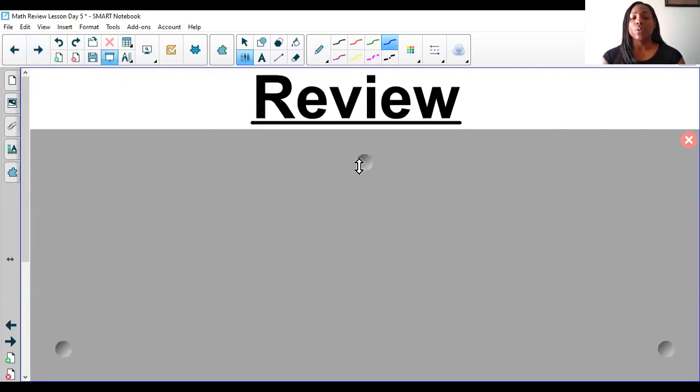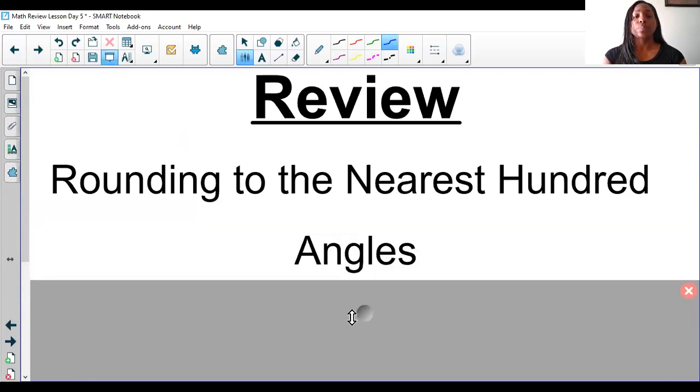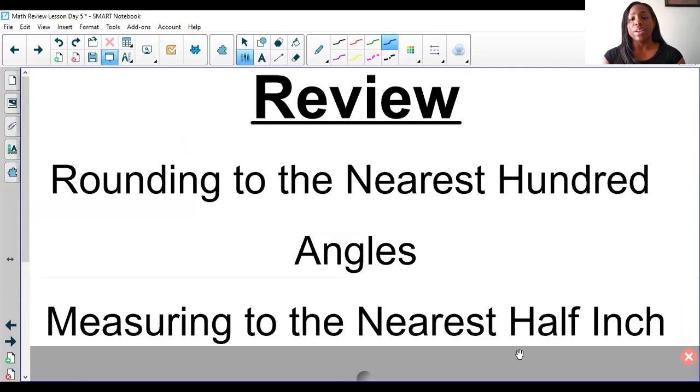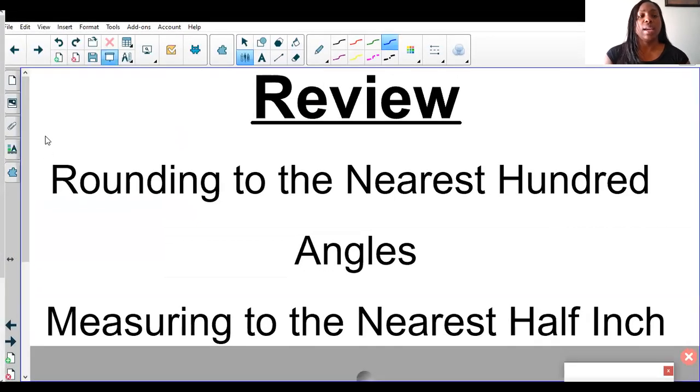So today we're going to be reviewing 3 standards. There's 5 standards on this review, and there's 1 question for each one, but we literally just reviewed the multiplication and division standard, which is your first question. And we're also going to look at these questions right here. Rounding to the nearest 100, that's question number 2. Angles, which is question number 3. And then measuring to the nearest half inch. That is question number 4. So I want us to go ahead and get started.